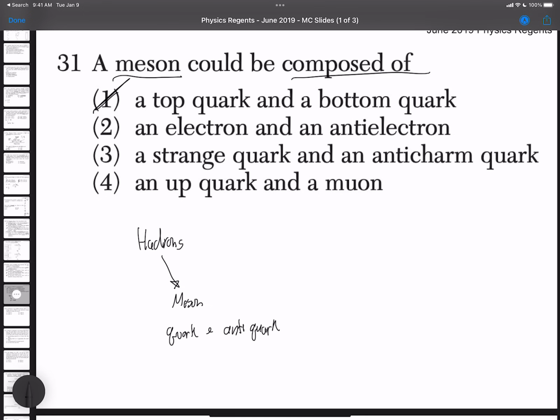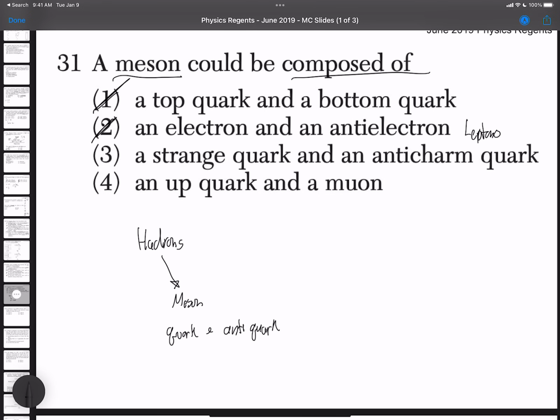Next up, we have an electron and an anti-electron. Well, those are not hadrons or mesons. Those are examples of leptons. Okay, so you couldn't do that. We also know that an electron and an anti-electron, those are antimatter. So if you were to put them near each other, they would not last for a very long time.